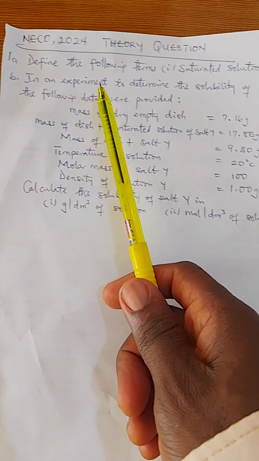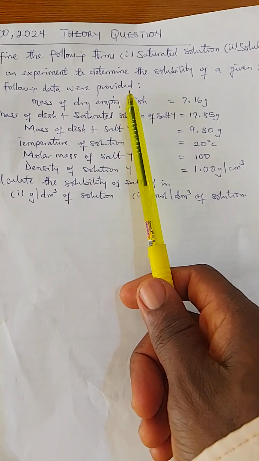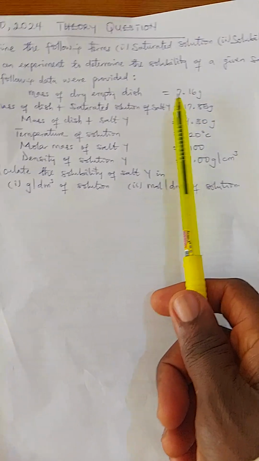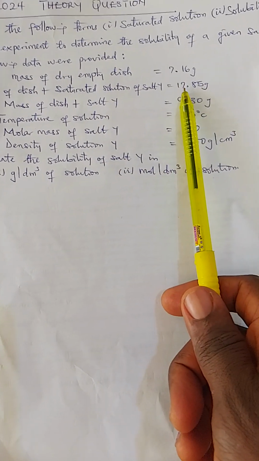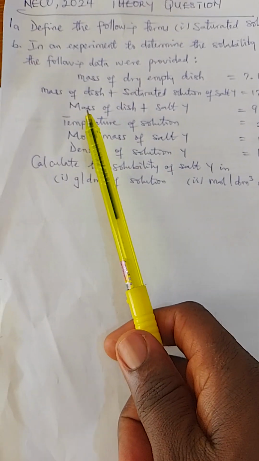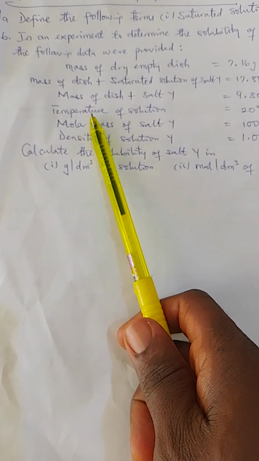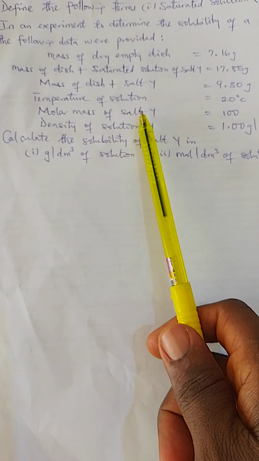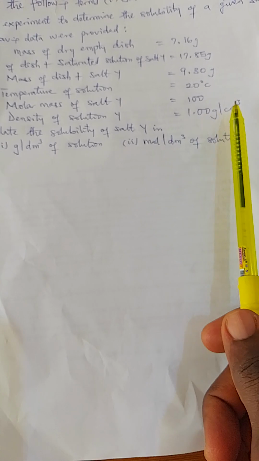said in an experiment to determine the solubility of a given salt Y, the following data were provided: mass of dry empty dish, which is measured at 7.16 grams; mass of dish plus saturated solution of salt Y, which is measured at 17.85 grams; mass of dish plus the salt Y, which is measured at 9.30 grams; the temperature of the solution, which is 20 degrees Celsius; the molar mass of the salt Y, which is 100; and the density of the solution Y, which is 1.00 gram per cm cube.